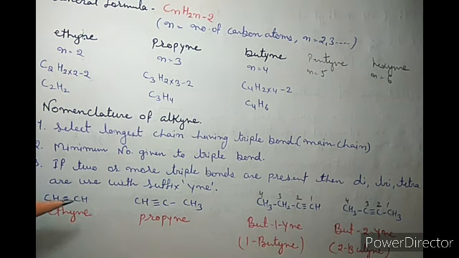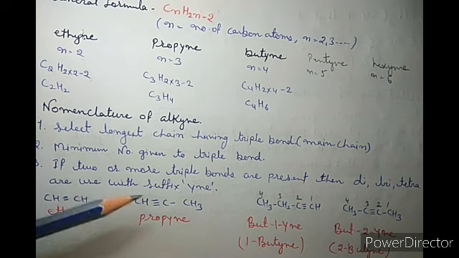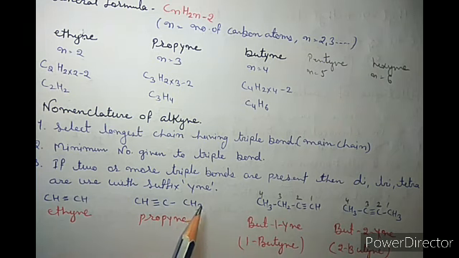Our third rule is also the same. If two or more triple bonds are present, then we use di, tri, tetra, penta, hexa, hepta, octa, nona with the suffix "-yne". Okay.